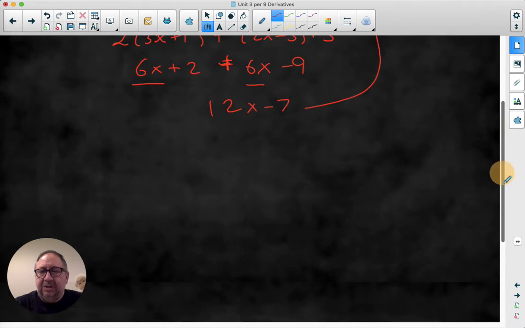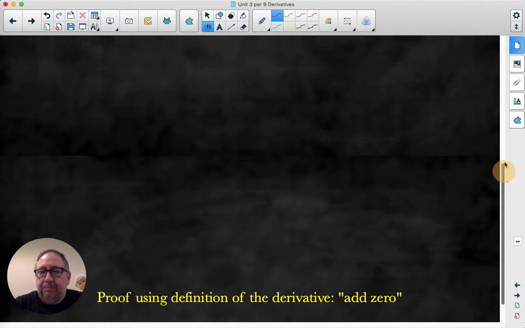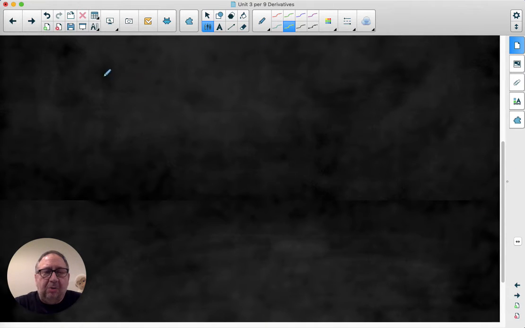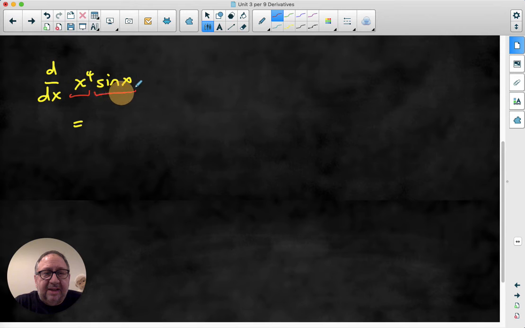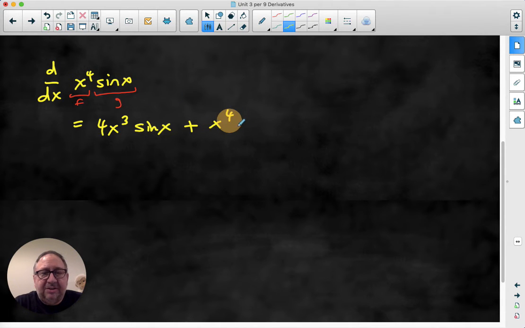Now let's take a look at another example, because you can't always get away with just multiplying something out. What if we had the derivative of, say, x to the 4th times the sine of x? Well, in this case, there's no expanding that I can do, and the only way to take the derivative is with the product rule. Think of this as an f and a g. So we have the derivative of f, that's 4x cubed by power rule, times the sine of x that just hangs around, plus x to the 4th that sits around, and now g gets its turn, the derivative of sine is cosine.